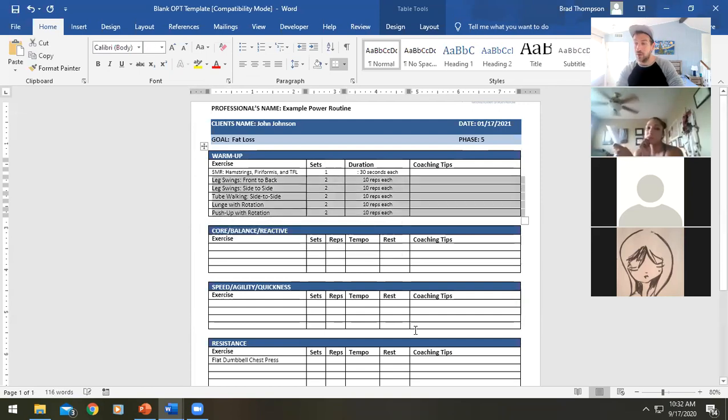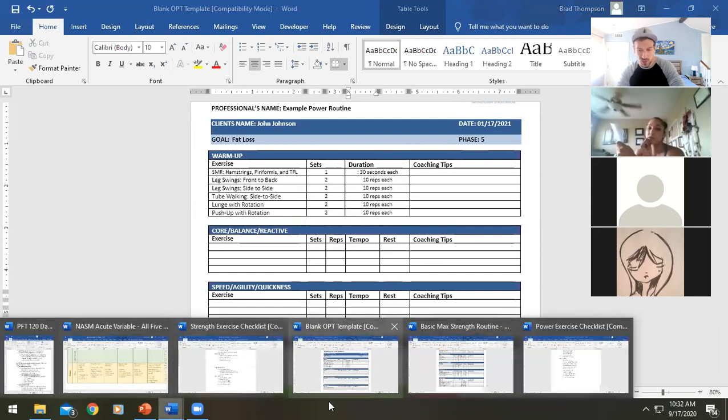That's going to get my heart rate up plenty. And actually it'll take about 5 minutes, right? That's not too bad. Now let's go with our core, our balance, and our reactive section.